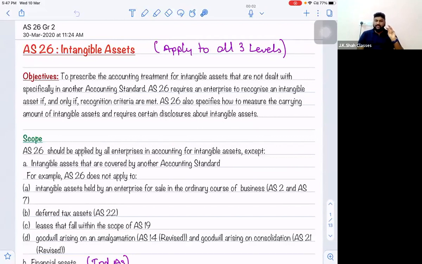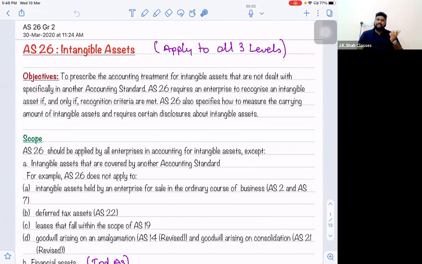Then we will be learning the measurement of the cost of the intangible asset. Means at what value the intangible asset should be recognized in the books of accounts. Then on 31st March, what should be its carrying value? Means we will be learning the concept of amortization. Trust me, on these intangible assets, we don't charge depreciation. We charge amortization, which is very much equivalent to a depreciation only. So we will also be learning the concept of amortization.